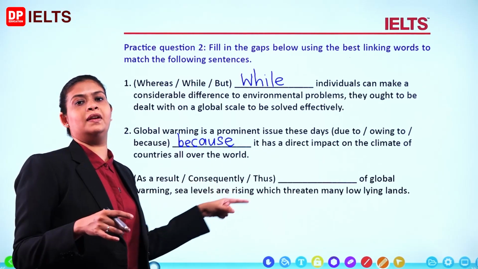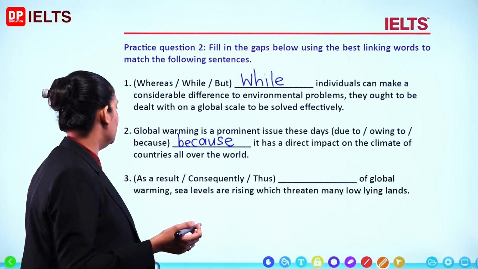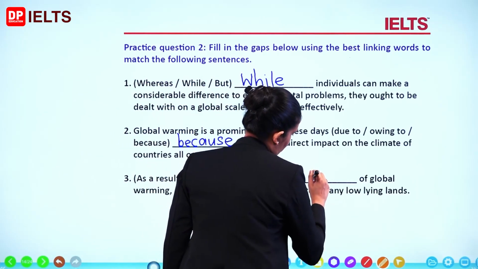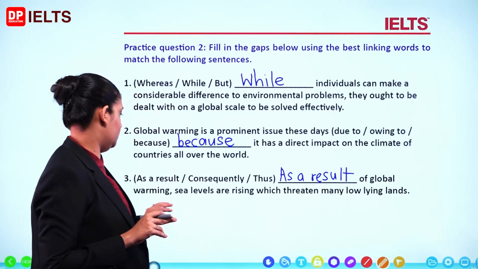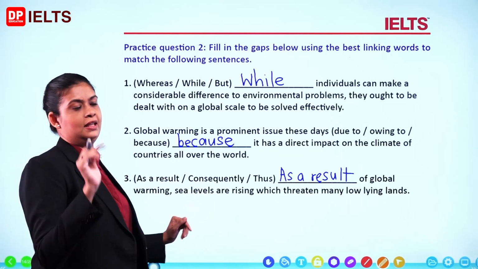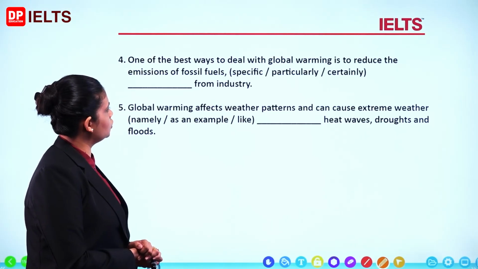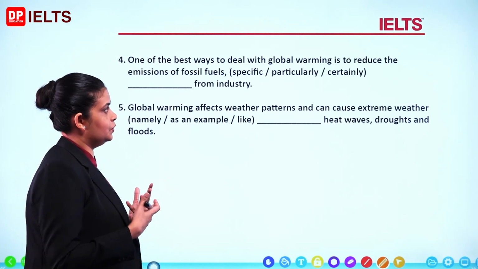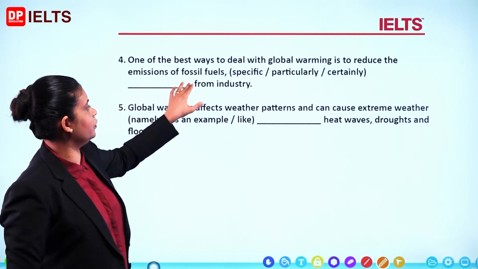Okay, if you don't know the meaning, then go and refer back the list that I just put up for you in the lesson, right? So as a result, of global warming, what is happening? The sea levels are rising, right? Next one. One of the best ways to deal with global warming is to reduce the emission of fossil fuels from industries, right? So what are we supposed to do? To reduce this global warming problem, we have to reduce the emission of fossil fuels.